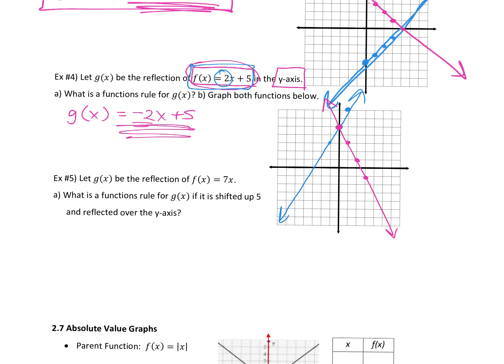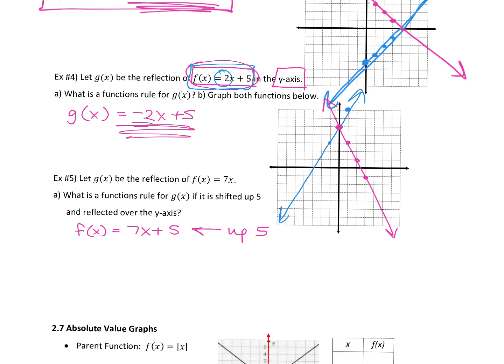Okay, last thing. It says let g of x be the reflection of f of x equals 7x. What is a function rule for g of x if it is shifted up 5 units and reflected over the y-axis? So now this one's a little bit fancy, right? What does it mean if we're going to shift it up 5 units? So think back to yesterday. If we're shifting it up 5 units, what's your new equation? Forget about the reflection right now. What would it be if we shifted up 5? 7x plus 5. Okay, so let's take f of x and shift it first. 7x plus 5. Okay, so that's just we went up 5 units.